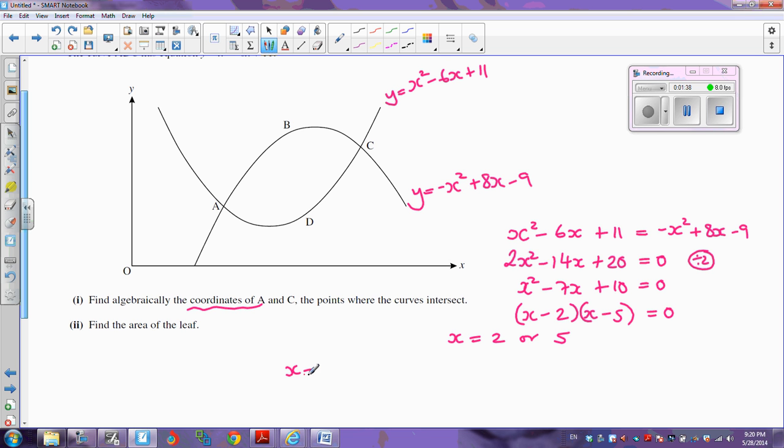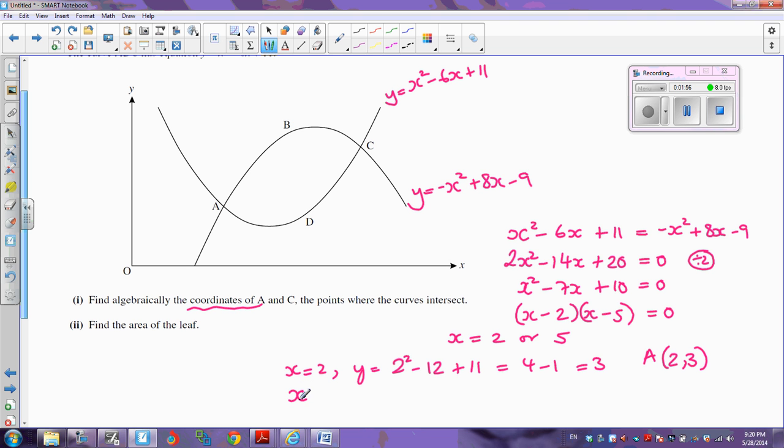So when x is equal to 2, y is going to be 2 squared minus 6 2's, well that's 12 plus 11, so that's 4 minus 12 plus 11 is 4 minus 1, which is 3. So that means that A must be the point 2, 3.